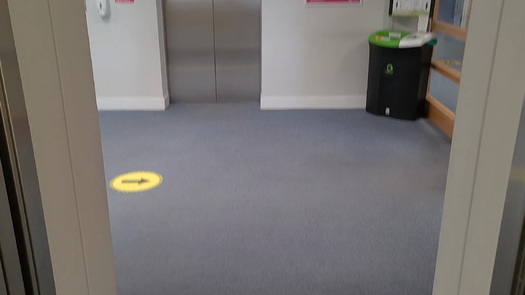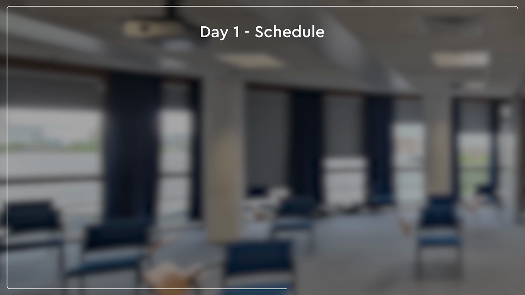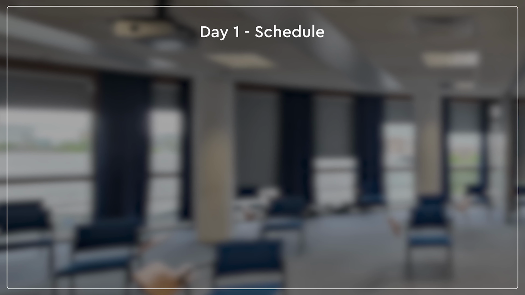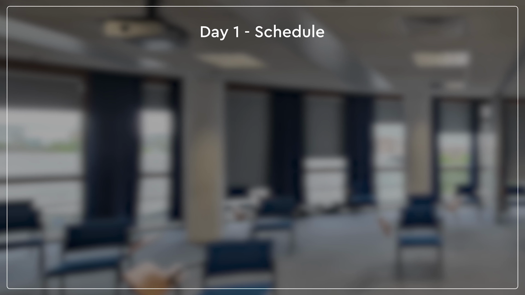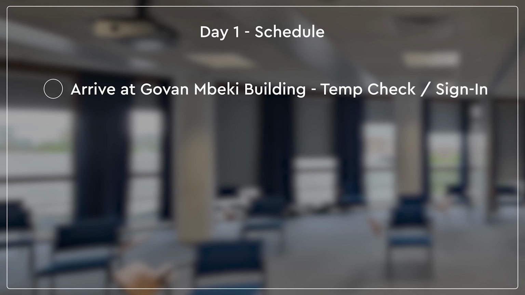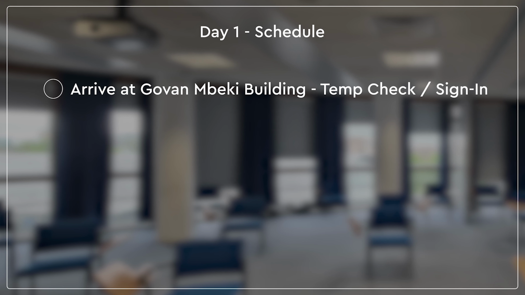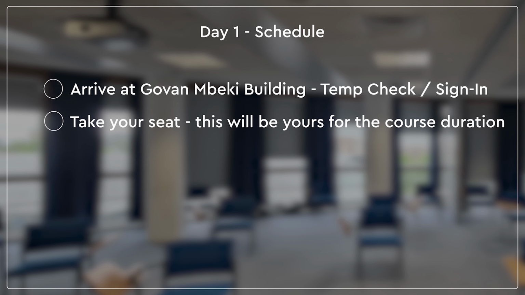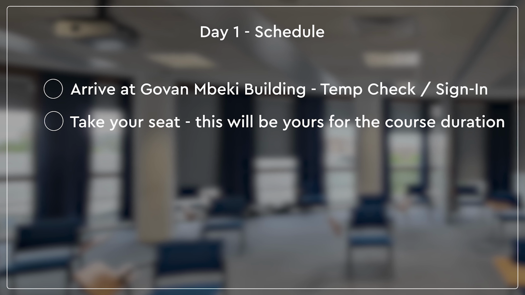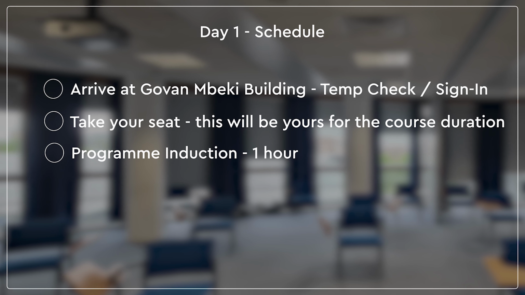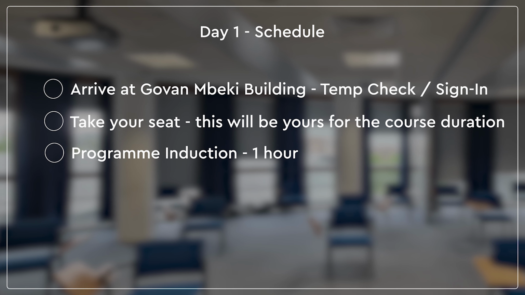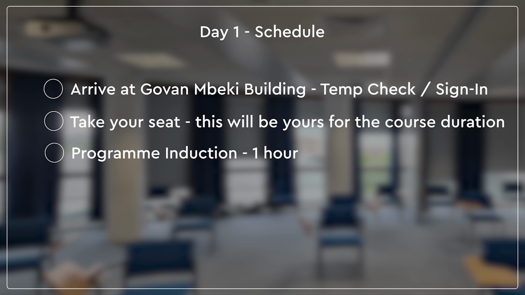So once you find your way into the academy, make sure to do a quick temperature check. There will be a thermometer provided at the front door along with a recording sheet, and then bring yourself into the lecture theatre. Some staff will be on hand in order to facilitate your entry, and find yourself a seat. Now once you've got a seat, that seat will be yours for the duration of the course, so pick wisely, and this is just a COVID regulation.